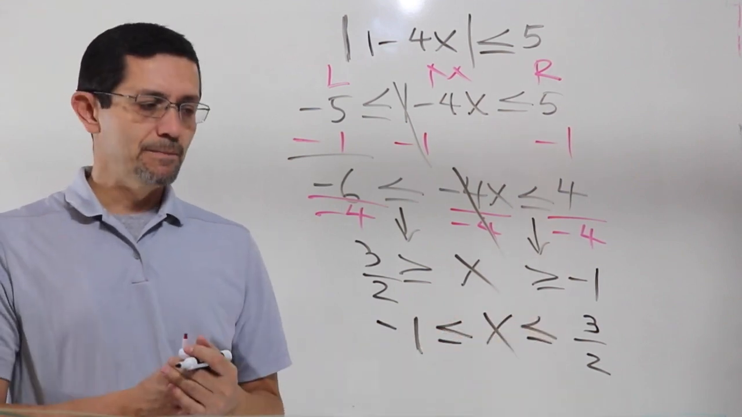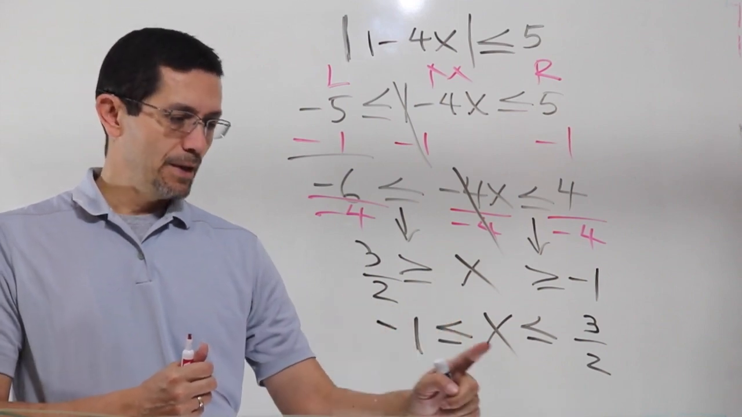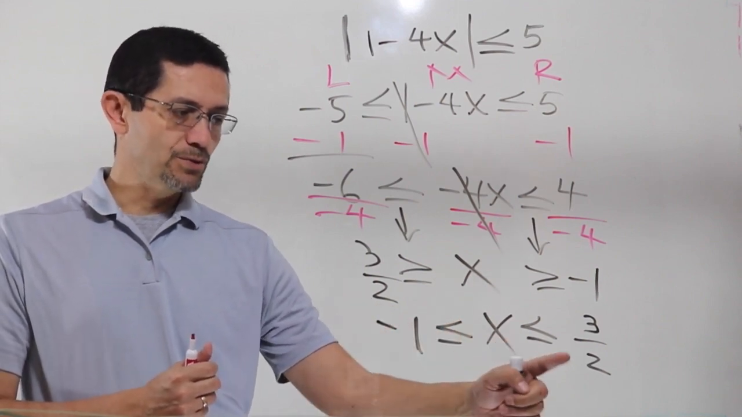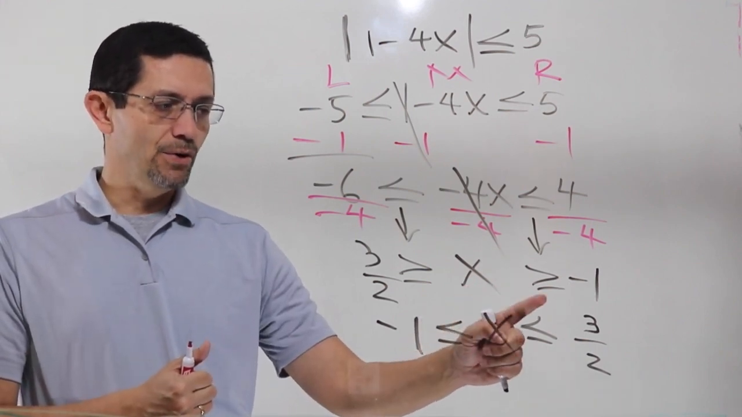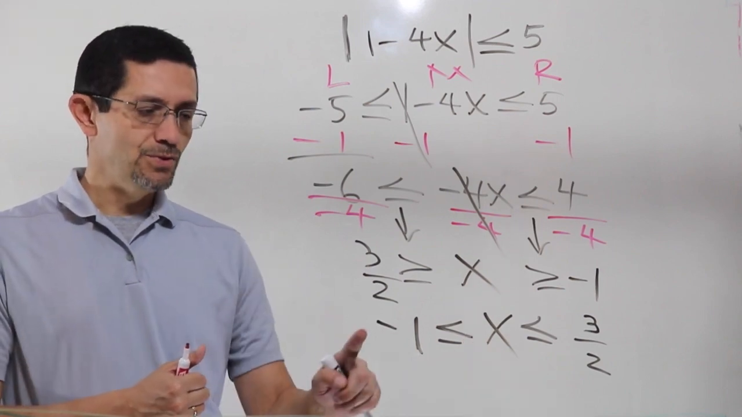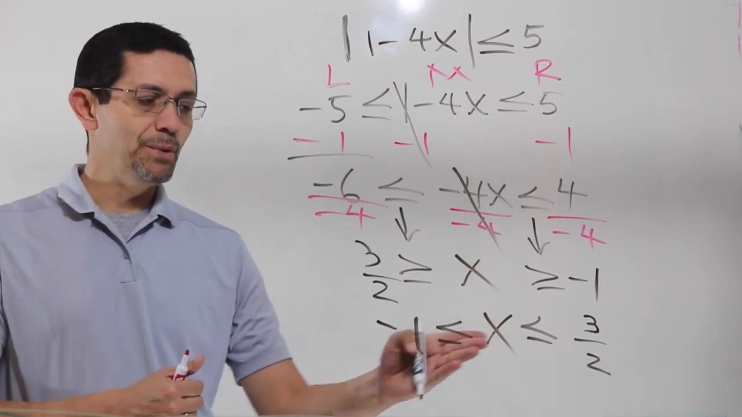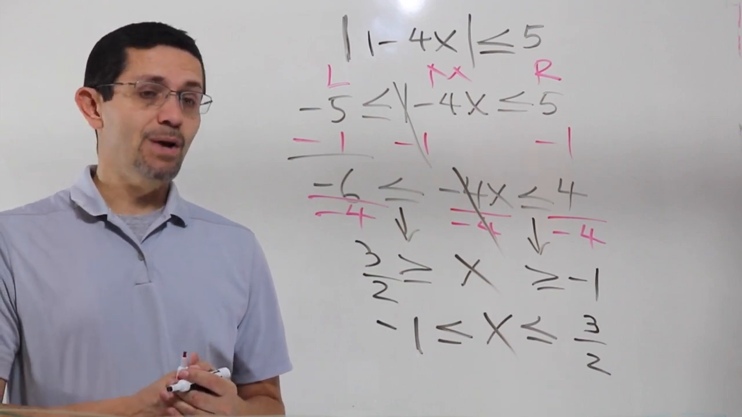Because I'm changing the order, I got to flip the direction of the inequality symbols. And I'll double check. X is less than or equal to 3 over 2. That's good. X is greater than or equal to negative 1. So this is the same as the previous one, but it's in order. It's organized. Okay? Let's graph.